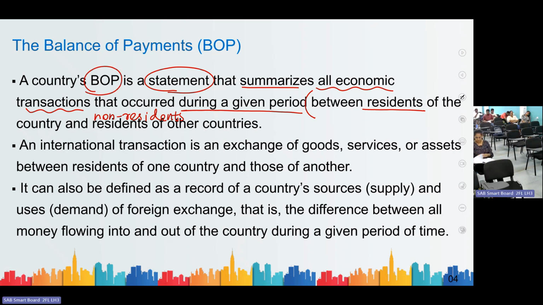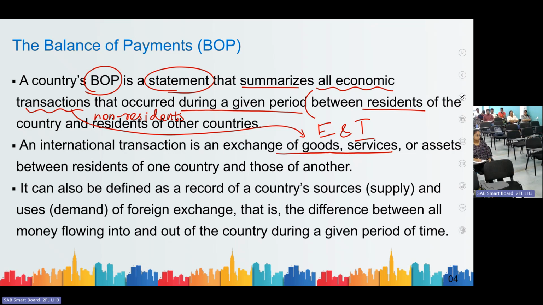That statement is called the balance of payment. In abbreviation, it is BOP. An international transaction is an exchange of goods. So these are the types of transactions that we report in BOP. Exchange of goods and services, that means exports and imports.